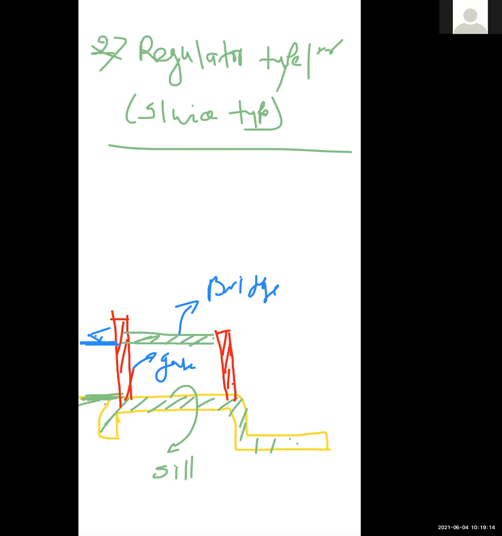This is the escape channel. Which type of escape channel? Regulator type or sluice type. And if this type of escape channel is also designed for controlling the scouring, then it is known as a scouring escape. So here also write scouring escape. This is all about the regulator type escape.